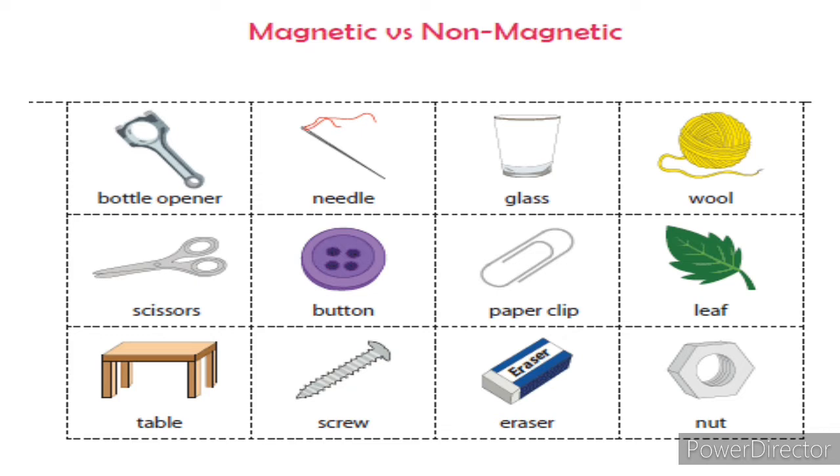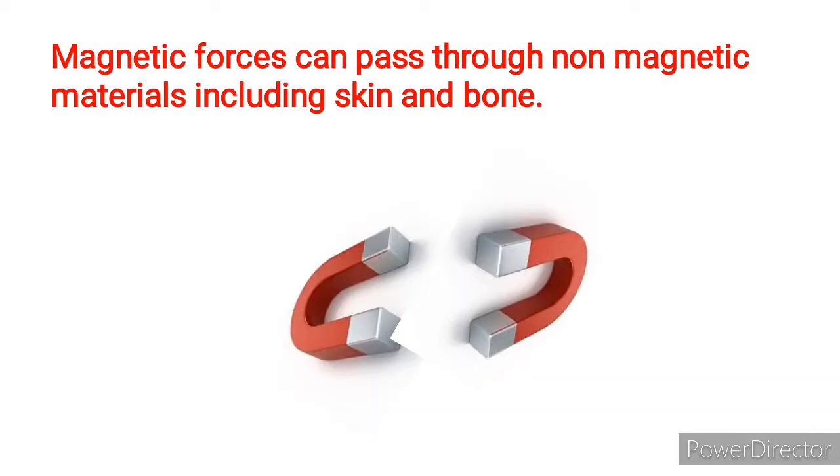What about bottle? Non-magnetic. Paper clip, magnetic. Leaf, non-magnetic. Table, non-magnetic. What about screw? Magnetic. Eraser. Is eraser magnetic? No, it's non-magnetic. Nut. No, nut is magnetic. Yes, very correct. Magnetic forces can pass through non-magnetic materials, including skin and bone.